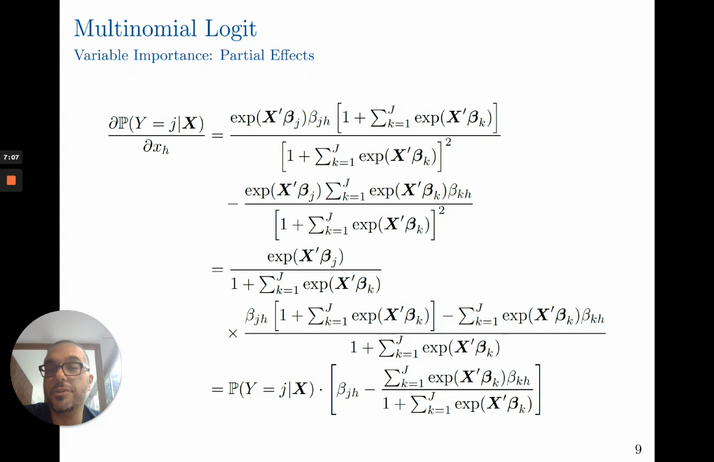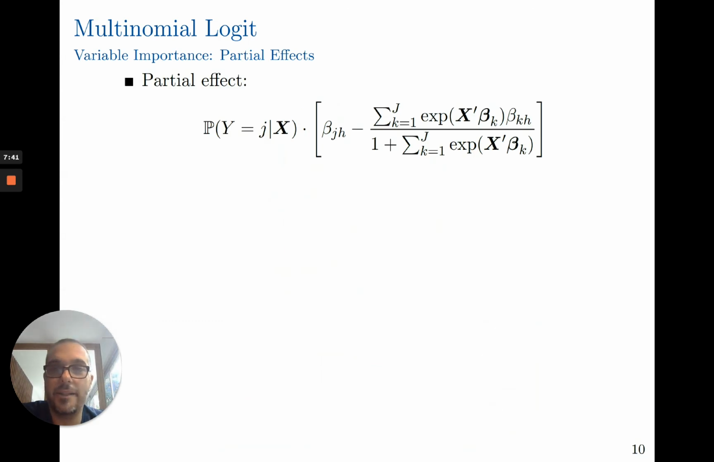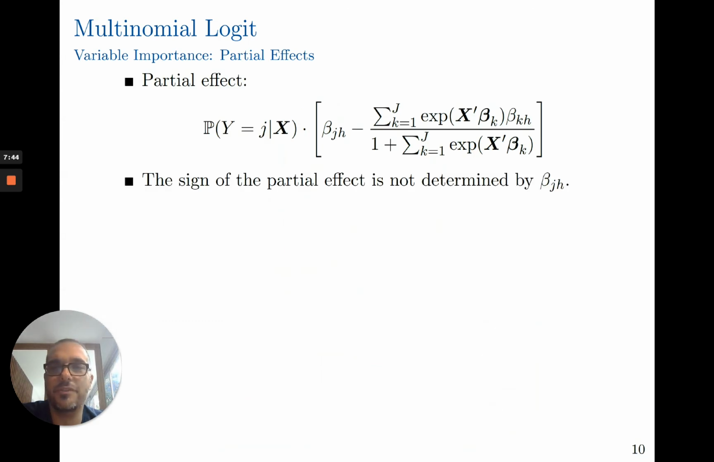We can also compute the partial effects. It's more complicated. The derivative of the probability of choice J with respect to a covariate H is given by this expression. It's not really difficult to derive, it's just boring, simple algebra. You have to take the derivatives and play around with all these exponentials, and you get this expression, a closed formula you can compute. And so this is the partial effect.